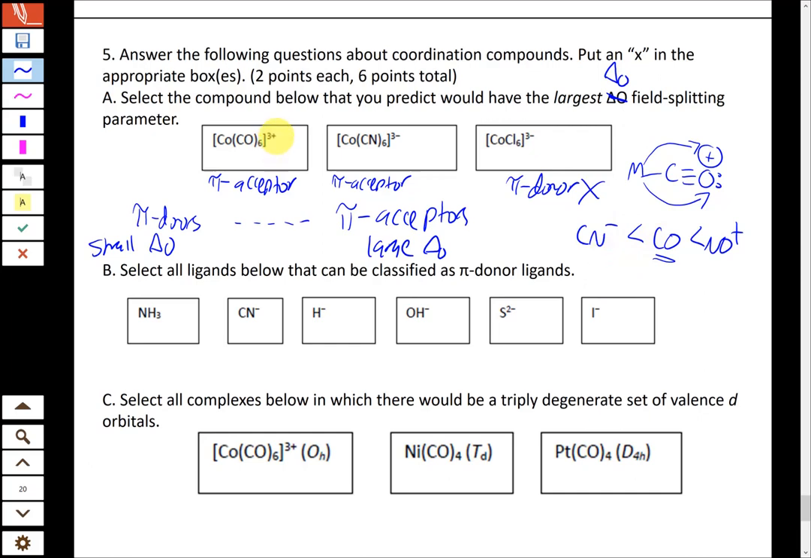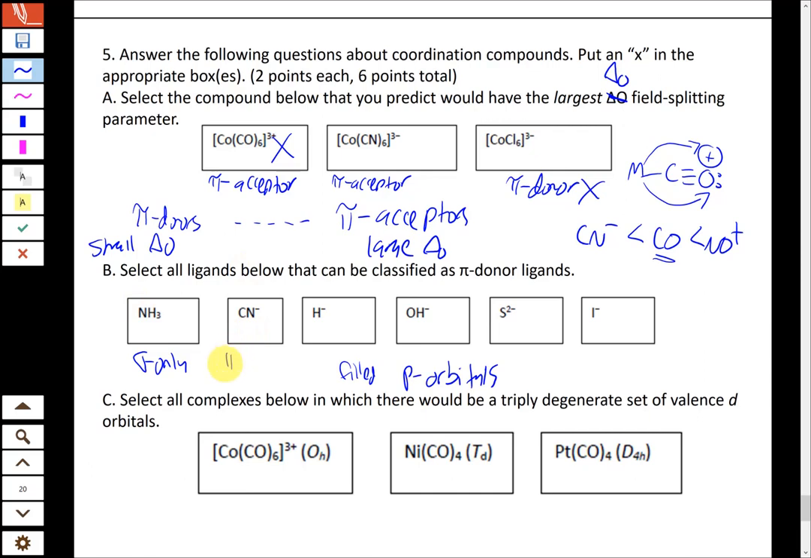So that's going to be the strongest pi acceptor, so that's going to be the one that has the biggest delta O. The next one here asks us to select the ligands that can be classified as pi donors. So remember that pi donor ligands typically have all of their p orbitals filled in their closed shell configuration. And so NH3 does have one available orbital, but that's going to be its sigma orbital. So this one is sigma only. It's only one lone pair of nitrogen that bonds in a sigma fashion.